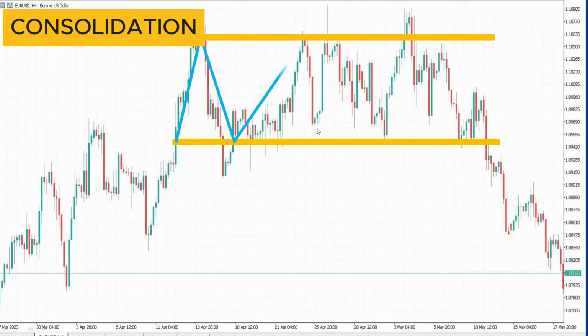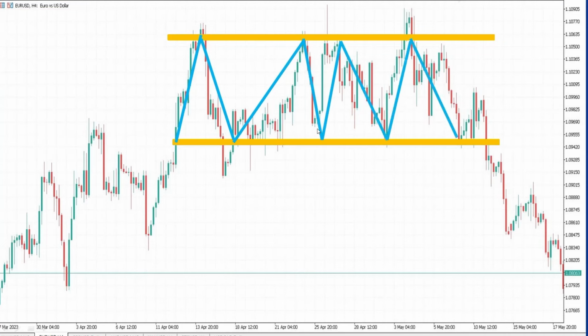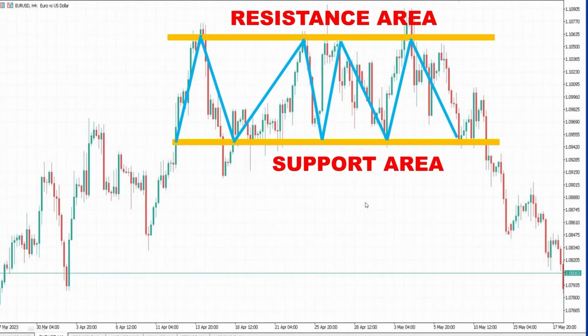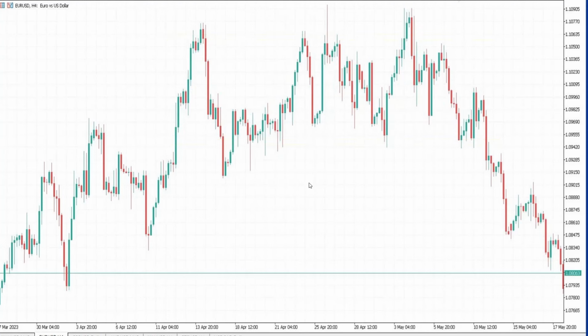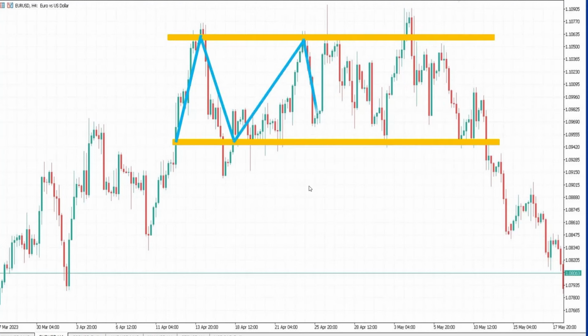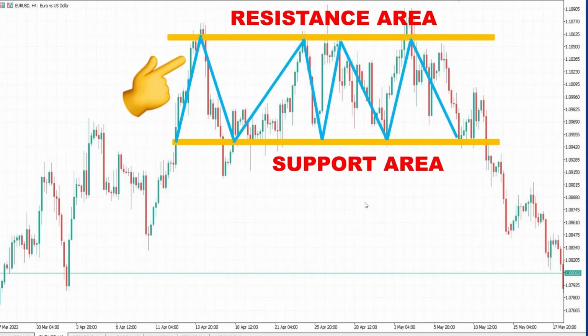Consolidation. Consolidation, also known as ranging or sideways market, occurs when the price moves within a relatively narrow range without forming clear higher highs or lower lows. During consolidation, the market is in equilibrium, with neither buyers nor sellers having significant control. Traders often avoid trading during consolidation periods as the lack of clear trend direction makes it challenging to predict price movements accurately. Consolidation phases can be identified by horizontal support and resistance levels, where the price bounces between these levels without making significant progress in either direction.